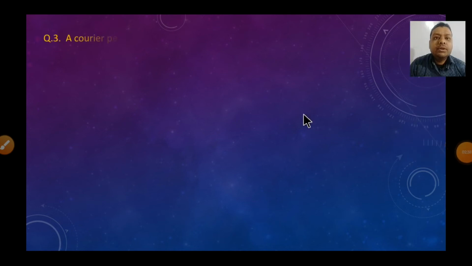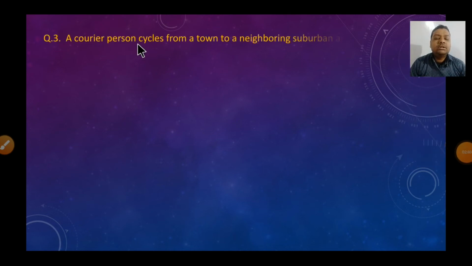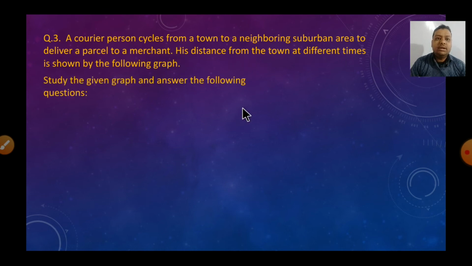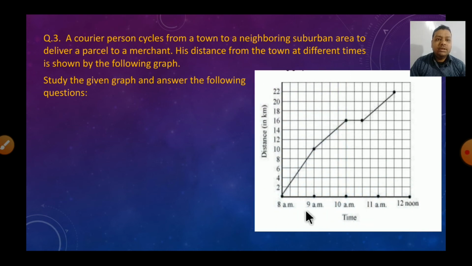Now the question is, a courier person cycles from a town to a neighboring suburban area to deliver a parcel to a merchant. His distance from the town at different times is shown. Again, a distance-time graph. You can see the graph here. Okay, this is the graph. This is the time axis. This is the distance axis. You can see the scale also.